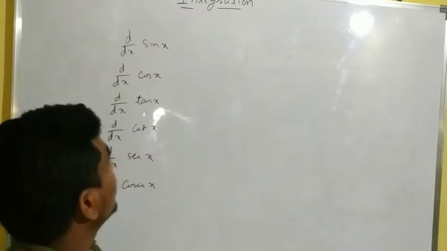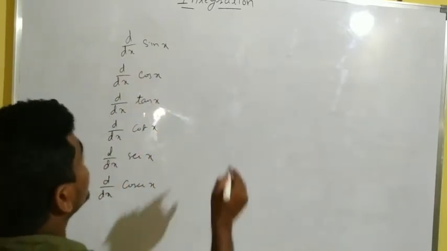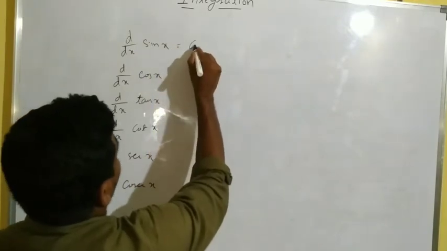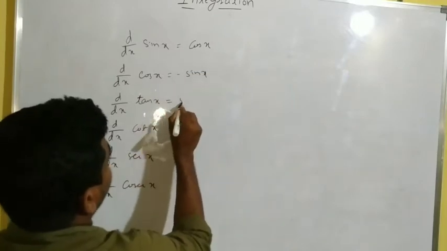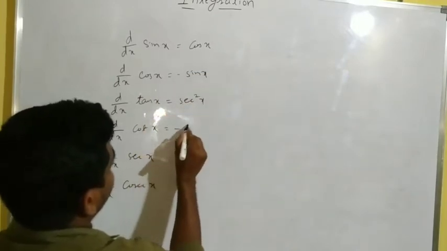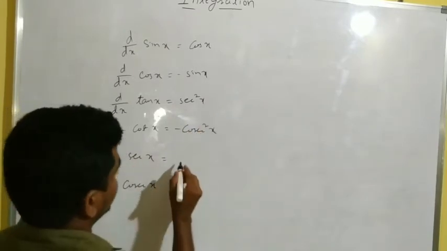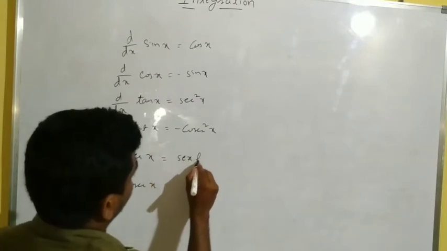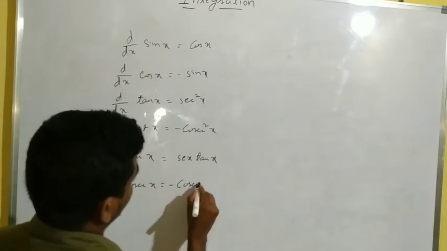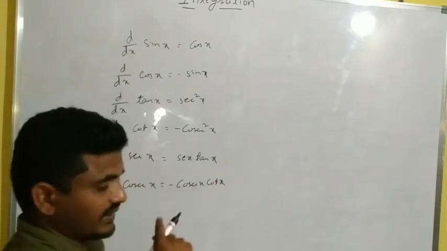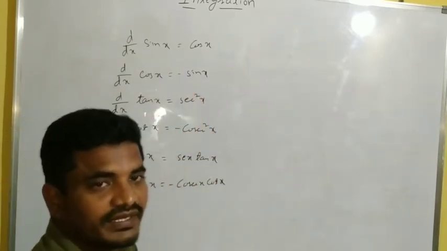Next functions are d by dx of sin x, cos x, tan x, cot x, secant x and cosecant x. Their answers are cos x, minus sin x, secant square x, minus cosecant square x, secant x tan x, and minus cosecant x cot x. So these are the differentiation functions. With the help of these differentiation functions we can write the integration functions.